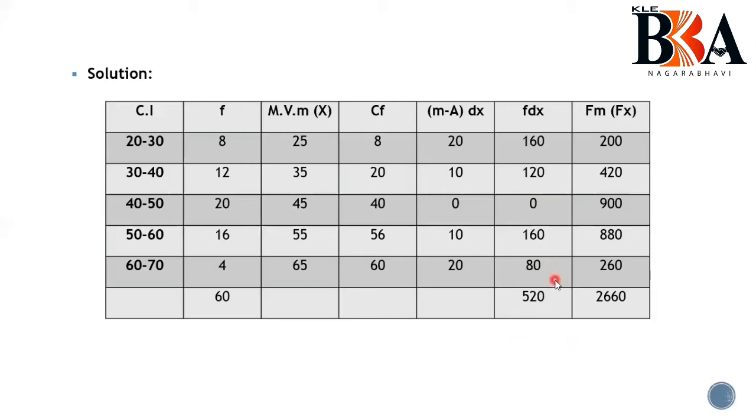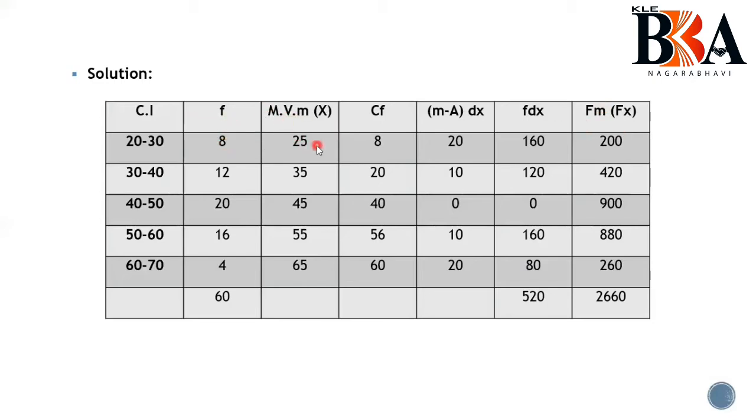The columns which are multiplied with your frequencies, you have to completely get the total of it. Fine. Next you have to calculate fm, which is also called fx. Why are we taking an assumed mean in this problem? We can also solve this in the direct method. I'm going to teach you both methods. So here I have just multiplied with the mid value.